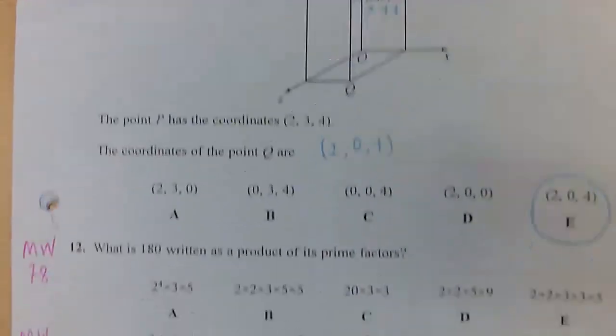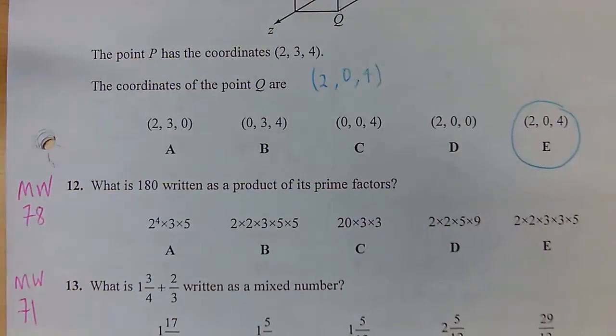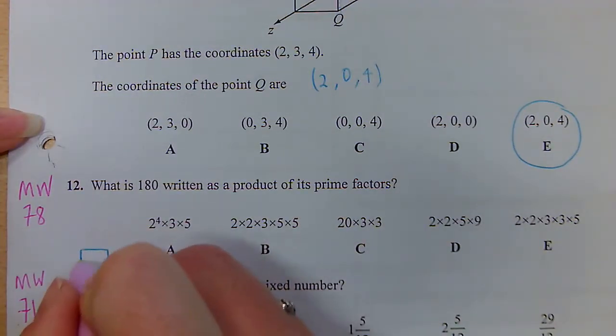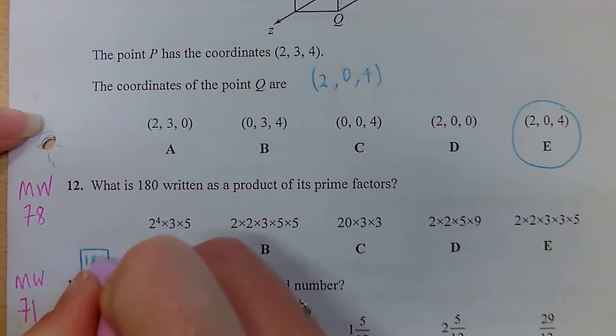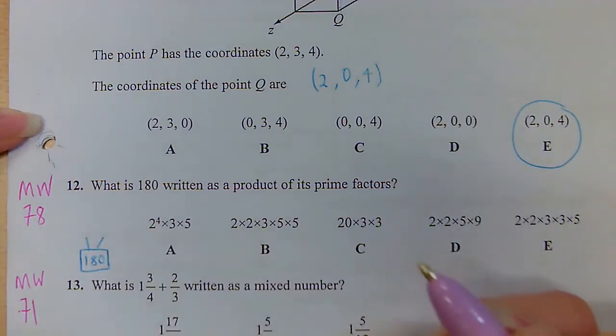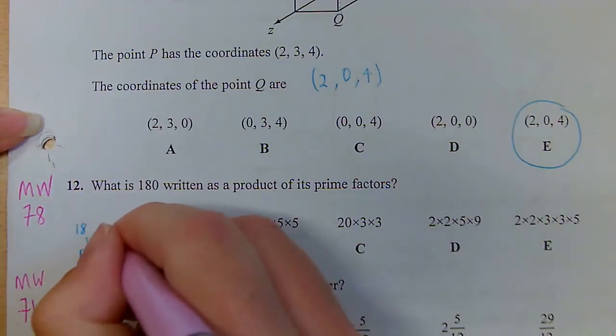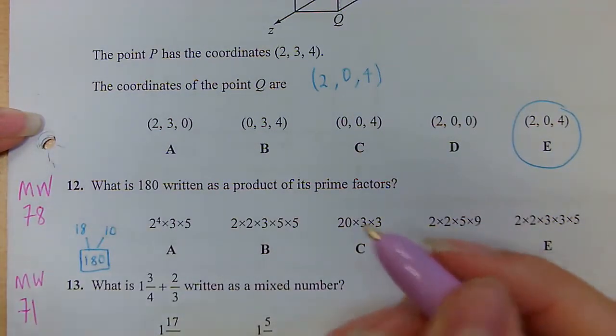Okay. Question 12. What is 180 written as a product of its prime factors? Now, I do this a little bit differently. If you don't like my method, have a look on Maths Watch. There's other methods on there. For me, I'm going to do the flower pot method. So I've got 180 in my box. What two numbers times together to make 180? So I've got to have 18 and 10. Obviously, you can choose another pair of numbers if you like.